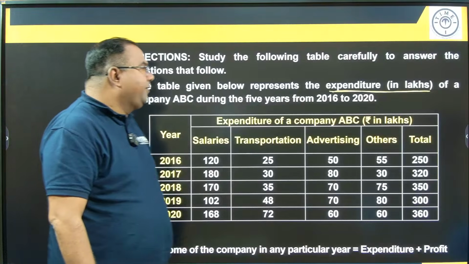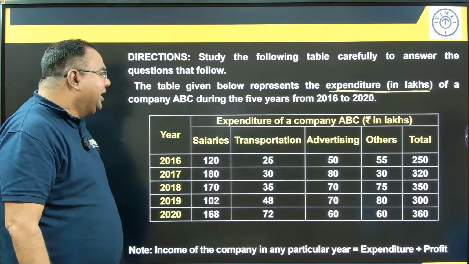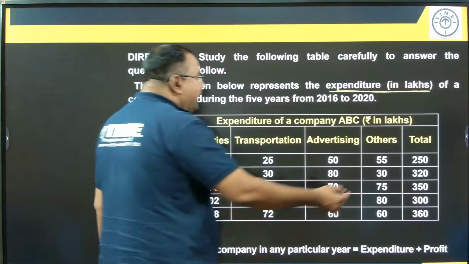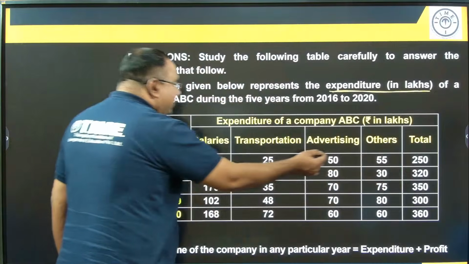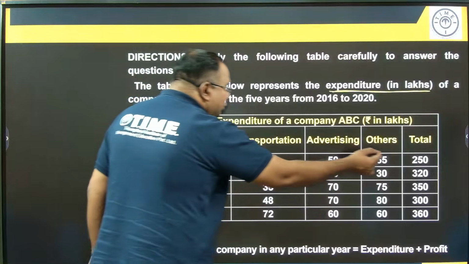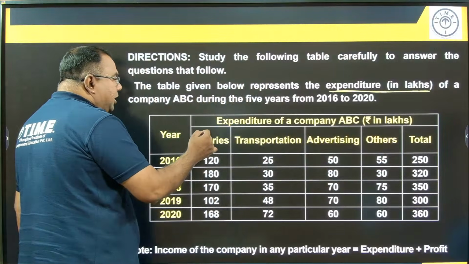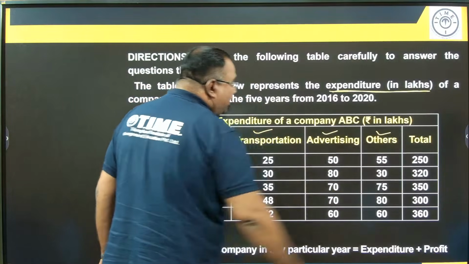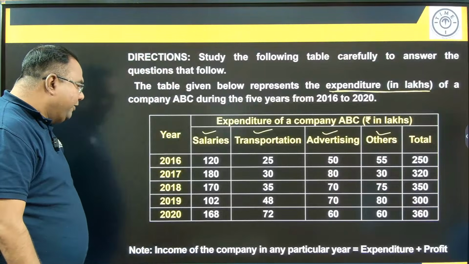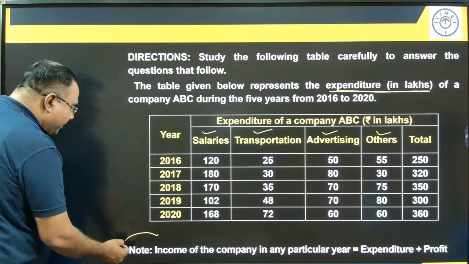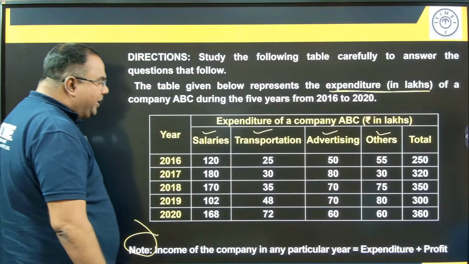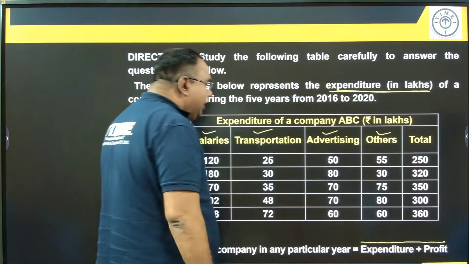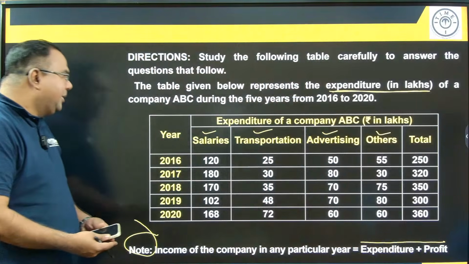We have got the expenditure of company ABC in lakhs: salaries, transportation, advertisement, others, and total. This is the total expenditure, and this is the split here. So how much was given to salaries, transportation, advertisement, and others is given here. And we have a very important note here: income of a company in any particular year is equal to expenditure plus profit.